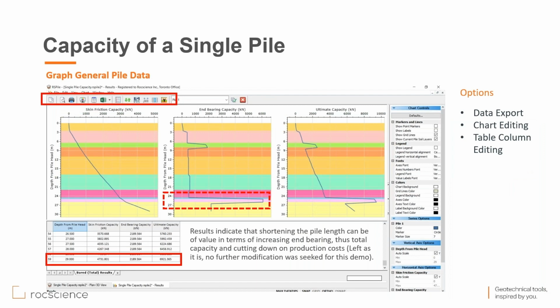Here, what we have as the general results in the RSPile software is that we have the skin friction capacity and end bearing capacity and the ultimate bearing capacity calculated and tabulated for us. We intentionally chose these parameters for the end bearing strength values just for the sake of showing you that shortening the pile length can be of value in terms of increasing the end bearing, and thus total capacity, and cutting down on production costs. This was left as it is, and no further modification was sought for this demo only.